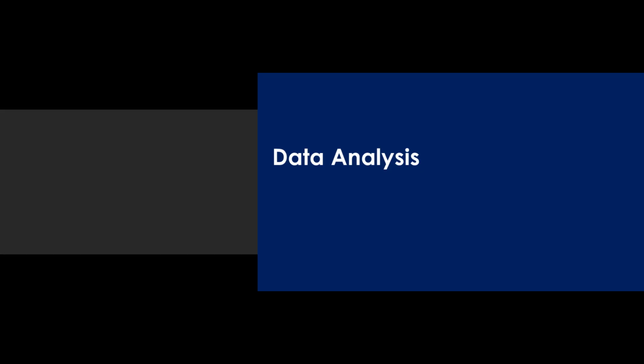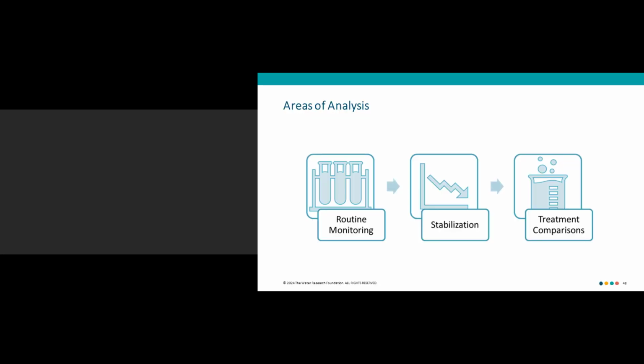The data analysis chapter specifically is going to cover the visuals and statistical tools that are used for these 3 different areas of the analytical process. The first is routine monitoring. We've already gone into that in the operations chapter. The second, again brought up in the operations chapter, is stabilization, a very critical aspect of how long your study will last, as well as getting good data for your comparisons later on. And then finally we have treatment comparisons.